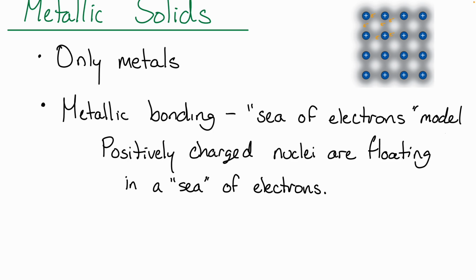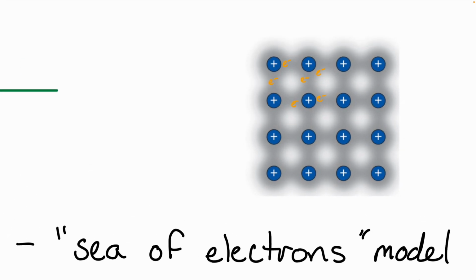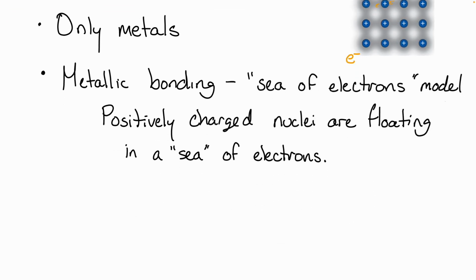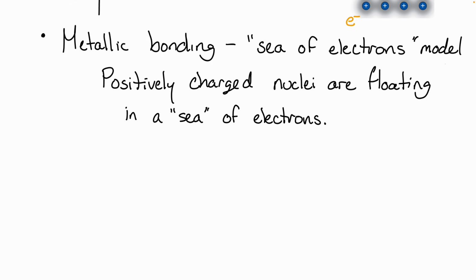One consequence of this that we see all the time is that we like to make wires out of metals. That's because electrons can move very easily through this solid structure. If I put an electron at one end, it has no trouble making it through, because all it's doing is floating or swimming in that sea of electrons. So metals are good conductors of electricity. I guess that's a consequence of this.